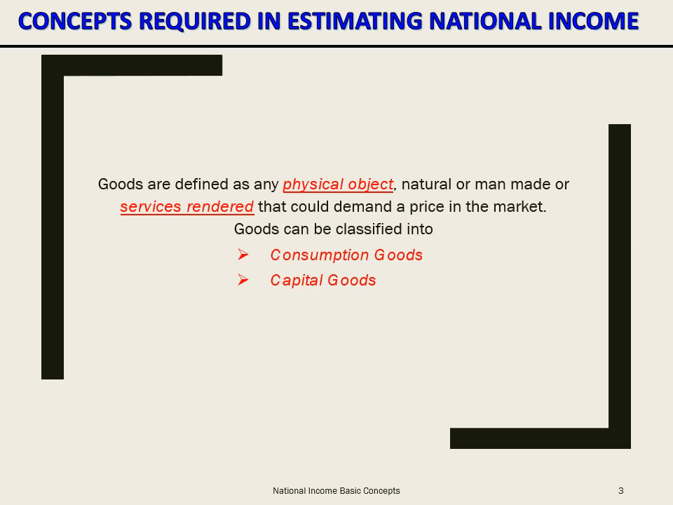But in order to know national income, we need to understand certain concepts which are required in estimating national income. To begin with, it's goods. So what are goods? Goods are defined as any physical object, natural or man-made, or services rendered that could demand a price in the market. Further, goods can be classified.